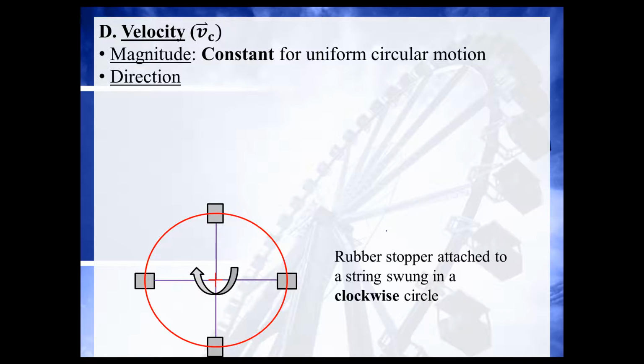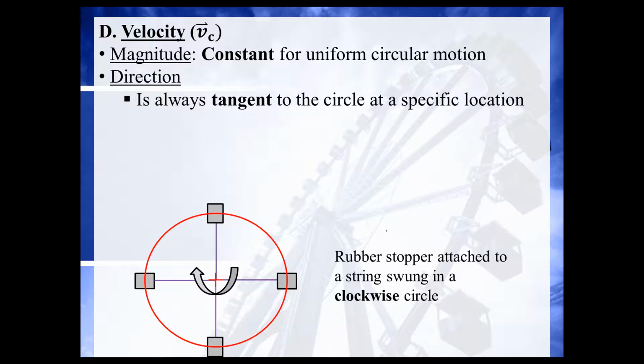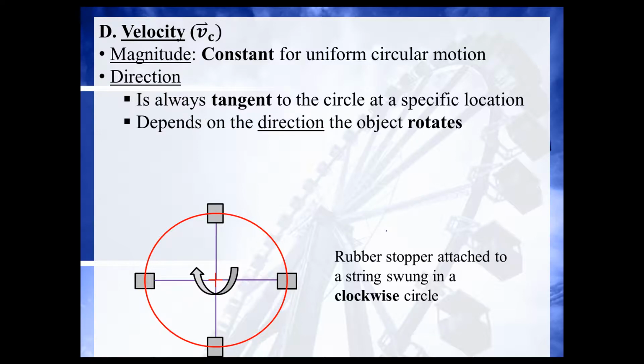In terms of the direction of an object undergoing circular motion, there's two components we need to look at to identify the direction correctly. One, the direction of an object in circular motion, in terms of my velocity, is always tangent to the circle at a specific location. And two, it depends on which direction you're rotating the object. Are you rotating in a clockwise circle or a counterclockwise circle?